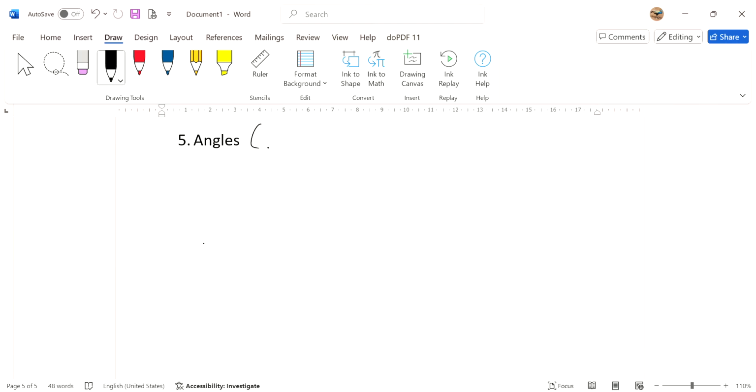Okay, so angles are made of two rays. You need two rays to make one angle. Okay, so suppose this is one point. One ray is like this. Okay, that's one ray. Starting from the same point of the beginning of the first ray, you make one more ray. Okay, like this. This is your fixed arm, and let's say this is your movable arm.